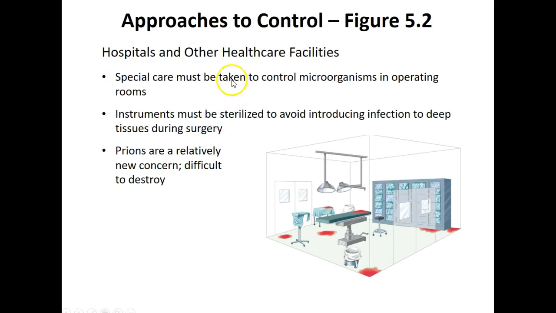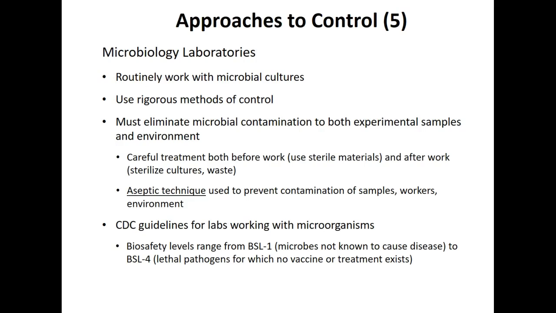You can see here, we'll very quickly mention hospitals and other healthcare facilities. We just mentioned the hospital part, but we could expand that to include surgical instruments. You have to ultimately sterilize those to avoid introducing infection to some of the tissues. The prions, as we mentioned earlier, these proteinaceous infectious proteins, are a new concern, relatively speaking, and very difficult to destroy. But, once again, this is just expanding that concept where we have to take these approaches to control in order to help limit some of the spread of infection there.